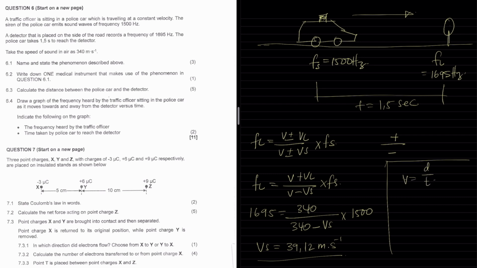Now, since we know that it's moving at a constant velocity, we can use V is equal to distance over time to solve for distance. So the speed is 39.12. That's equal to distance divided by 1.5. That means distance is going to equal 39.12 multiplied by 1.5, which is 58.67 meters.